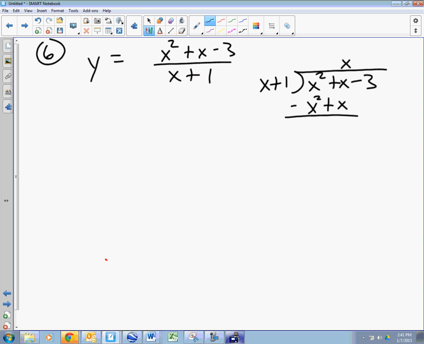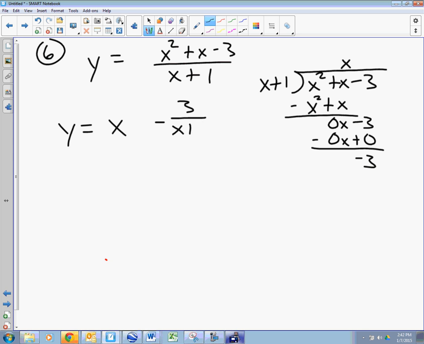If you subtract those, what do you get? 0x minus 3. What do you multiply x by to get 0? 0. So 0x minus or plus 0. Subtract. We get that -3 as our remainder. So this is y equals x and minus 3 over x plus 1.